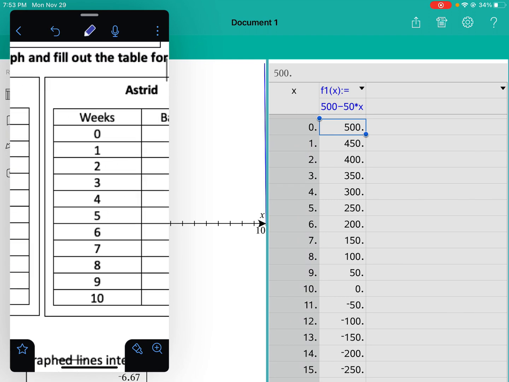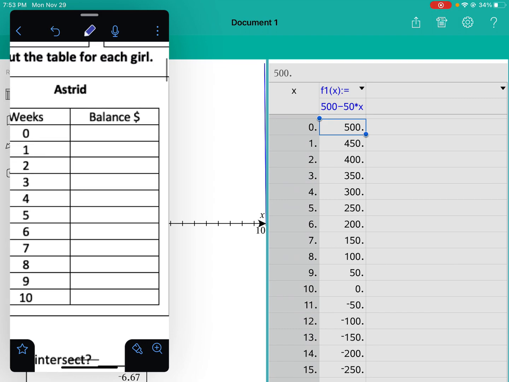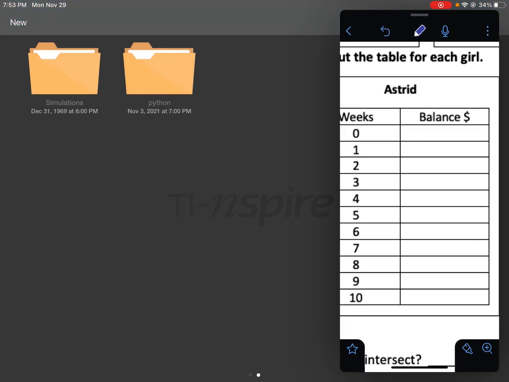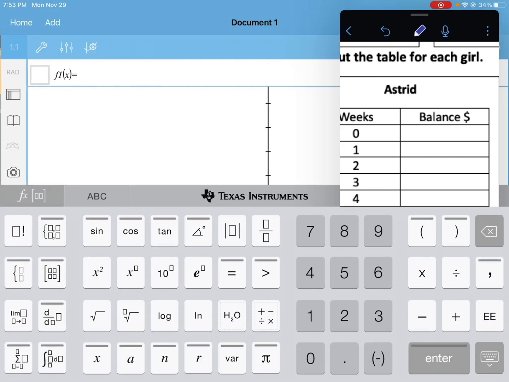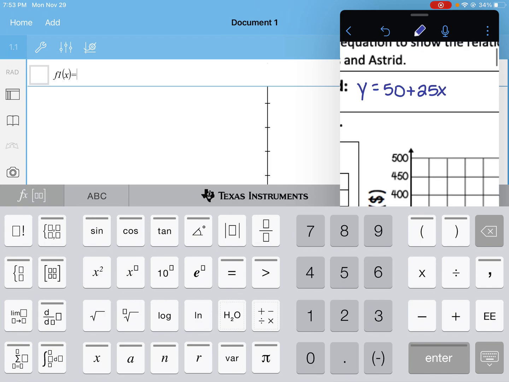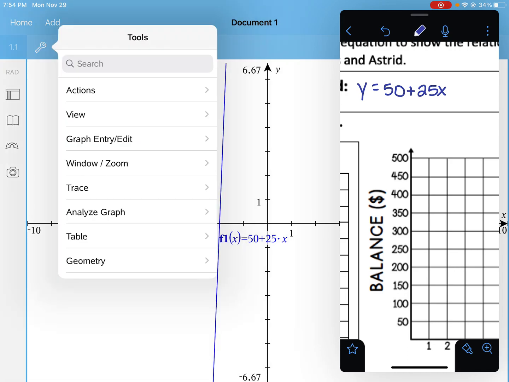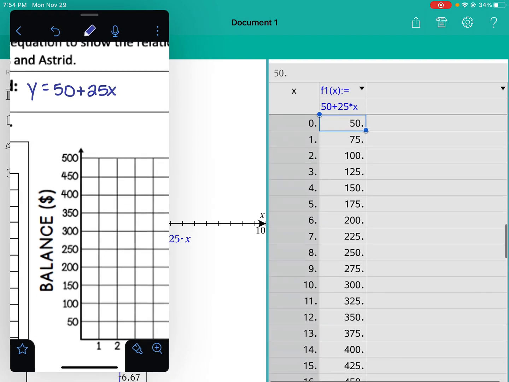Okay, now I want to fill in the table for Astrid. So I'm going to move this over. I'm going to go home, discard my changes, and I want a new table. You never want to save, so if it asks you to save, never save. Okay, and we have y equals 50 plus 25x. Again, we're going to go Control, the letter T for table, or Menu, Table, Split Screen Table. And now we have the table for Astrid.